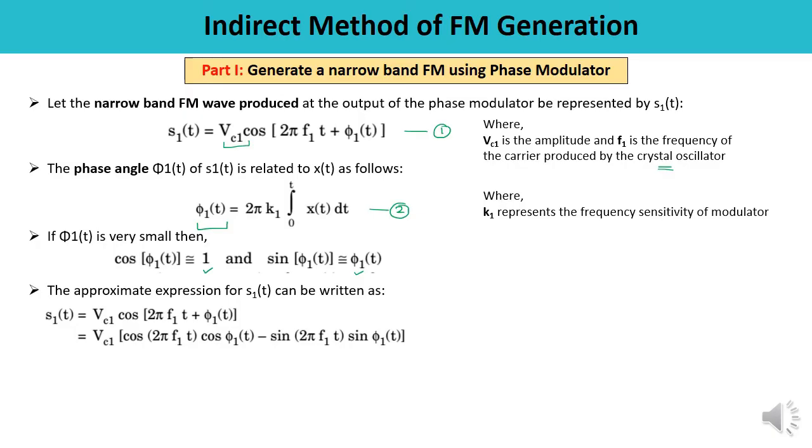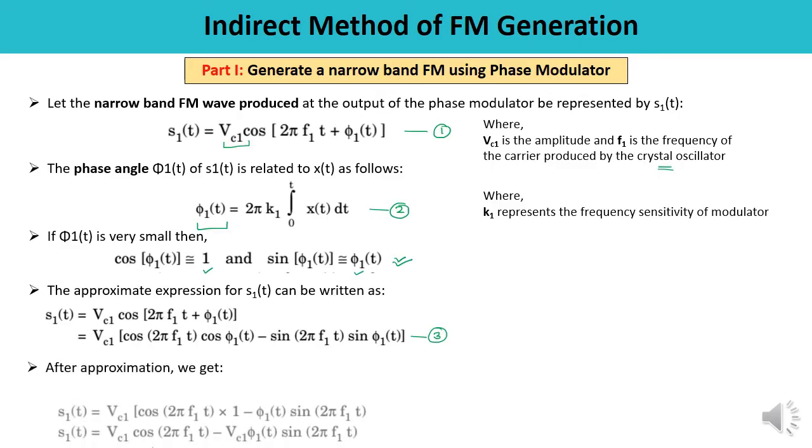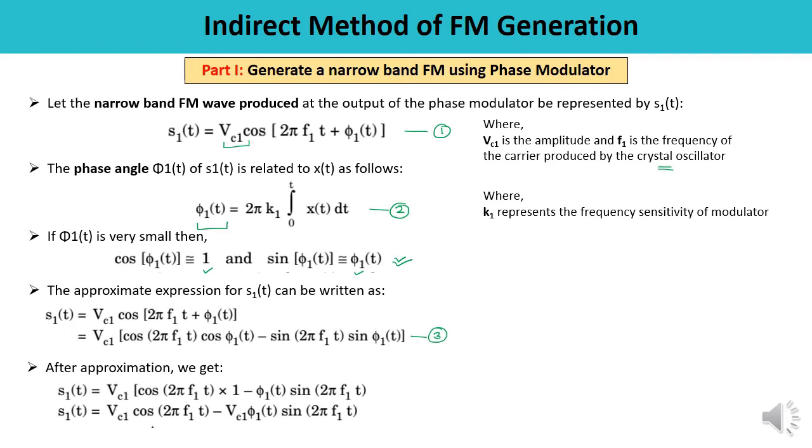Now apply the formula of cos(A+B), which is cos A cos B minus sin A sin B. Now here in this particular equation, which is equation number 3, substitute the values: cos φ1(t) is 1, and sin φ1(t) is φ1(t) only. So after approximation, we are getting this equation. Here you can observe in equation number 4: Vc1 cos 2πf1t minus Vc1 φ1(t) sin 2πf1t.